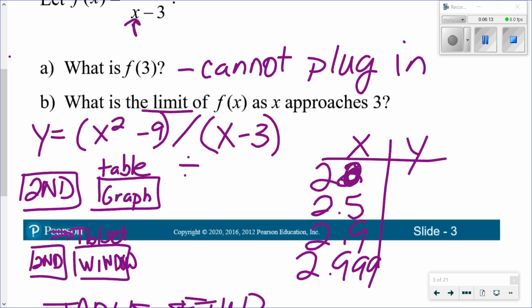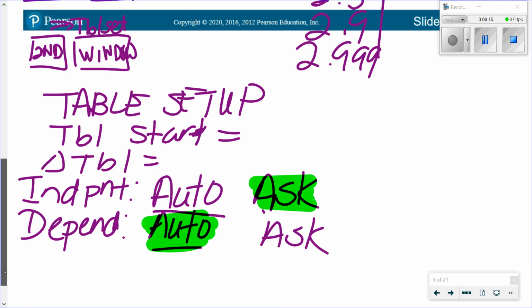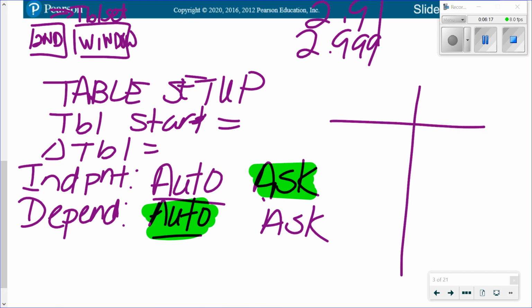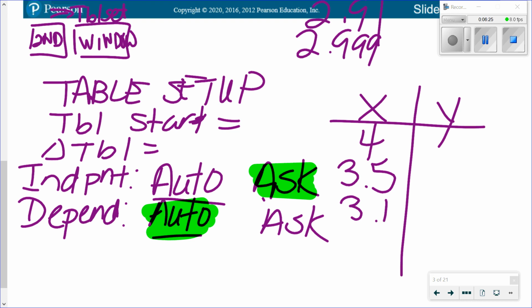Okay, the second table, we're going to put values in that look like this. They have to be bigger than 3, so maybe 4, but then we want to get closer to 3, so 3.5, 3.1, 3.01, 3.0001. Okay, so you see how we're starting at a number smaller and getting closer to 3, and then starting on our other table with a number bigger and then coming back toward 3.